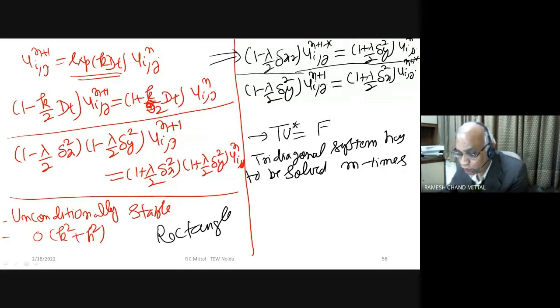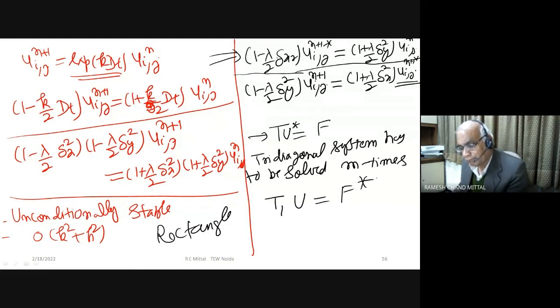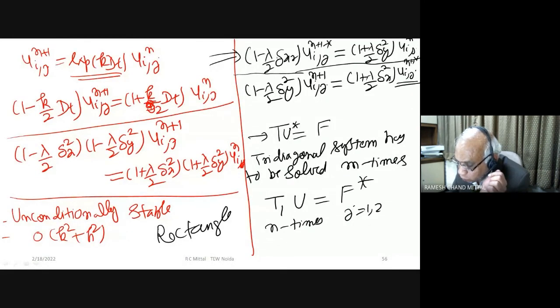The moment I get all u star, I will use those u star here. So again, I have my triangular matrix. If I take a square domain, then T will be equal to T. Otherwise, T will not be equal to T, because their size will be different. Otherwise, they will have the same structure. So I write T1 without any problem, and I will get my u, which is in terms of F star on the right-hand side. And this is to be solved again n times, where n are the points along j. So j equal to 1, 2, up to n.